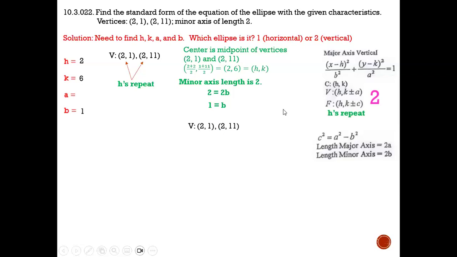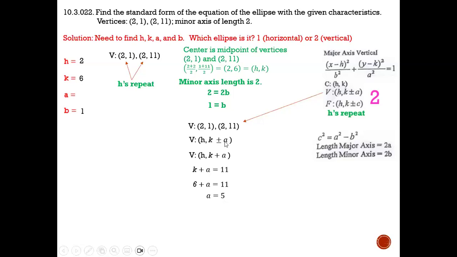Okay, so what's next? I need now to use my vertices here, the formula right here. It's going to help me find my A. So I have the H, they're the same, right? The 2. Now I have K plus A and K minus A, and those are equal to the second coordinates, 1 and 11. Okay, so K plus A is 11. Plug in the K value that I have, solve for A equals 5.